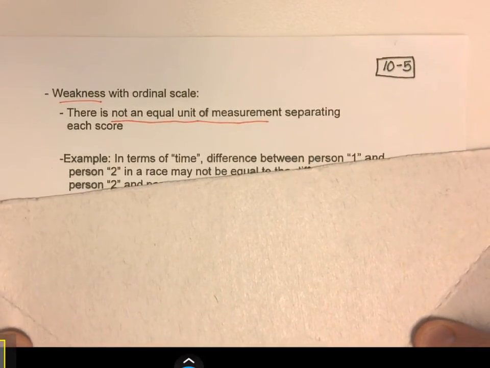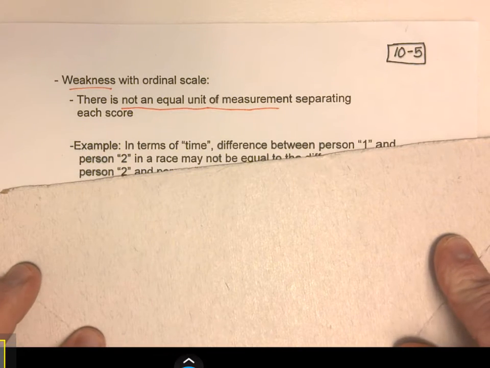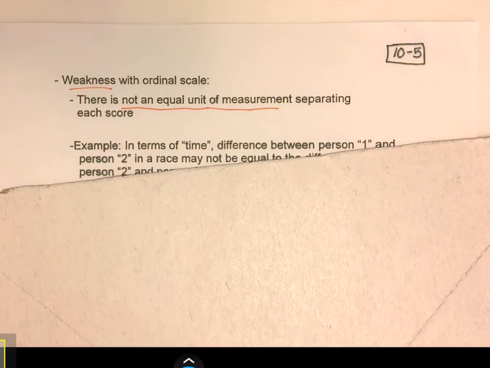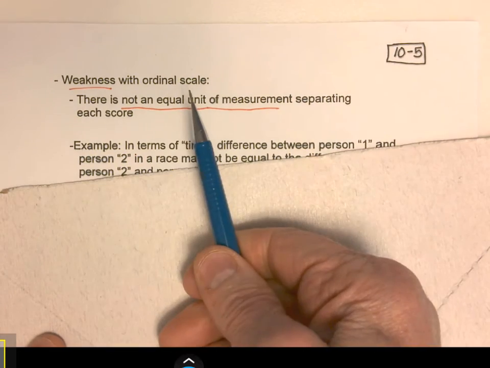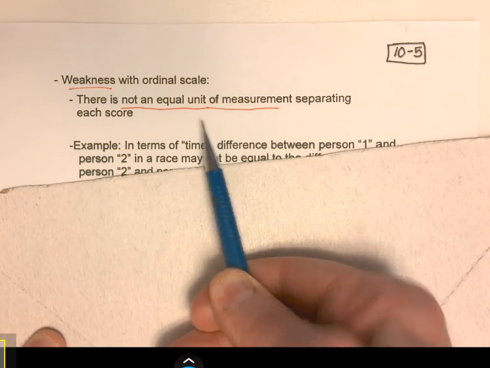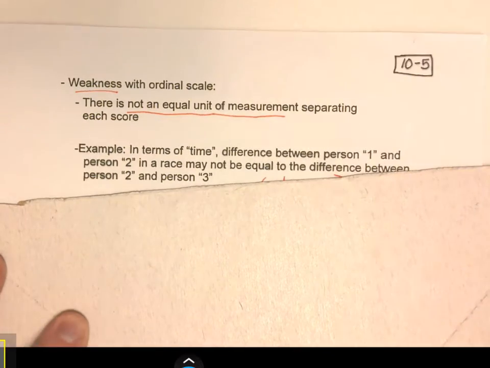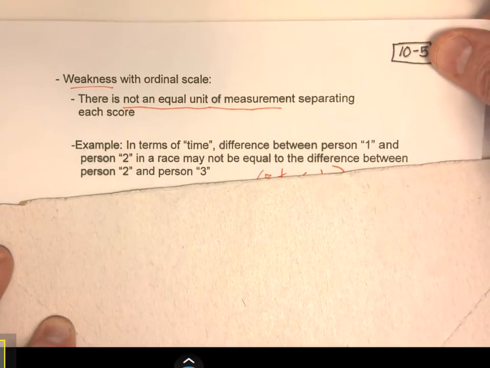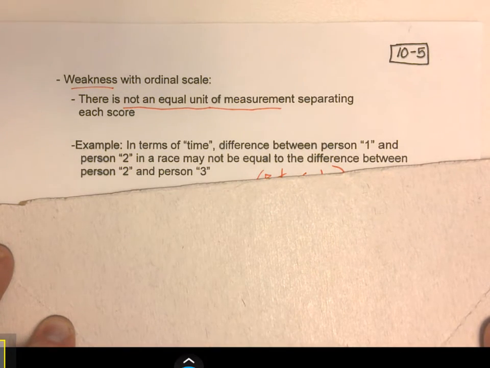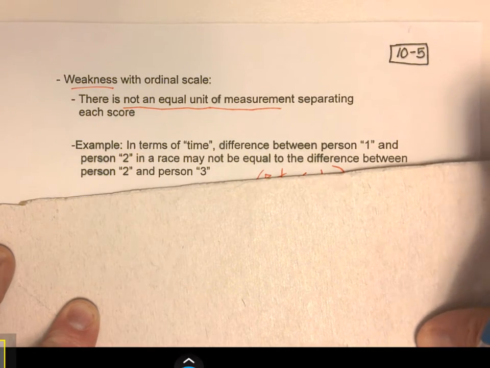On page 10-5, we start talking about the weaknesses associated with ordinal scale of measurement. What you heard me say at the beginning is that I'm going to present these scales of measurement from the one that provides us with the least information, nominal, to the one that provides us with the most information, ratio. Well, what's wrong with things like ordinal scale of measurement, which is relatively low in the hierarchy? A weakness with the ordinal scale of measurement is the fact that there's not an equal unit of measurement separating each score. For example, in terms of time, the difference between the person ranked 1 versus the person ranked 2 may not be equal to the difference between the person ranked 2 versus the person ranked 3.